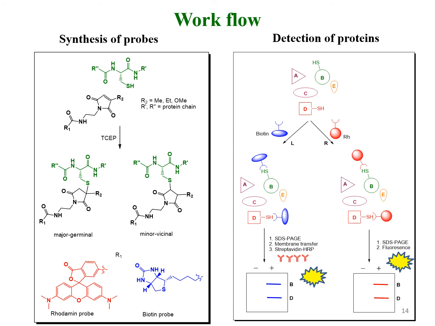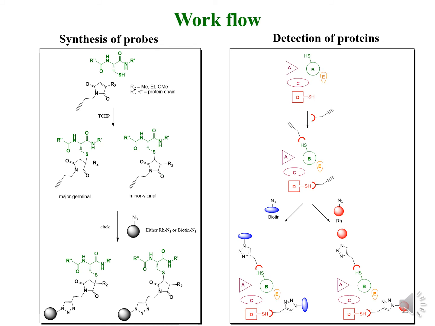Once the binding of the probe occurs, the specific biotin or rhodamine probe will only bind to proteins that have the cysteine attachment. As you can see here, there's a pool of proteins, and the biotin or the rhodamine are only binding to the B or D protein because those are the only two proteins that have the cysteine attachment.